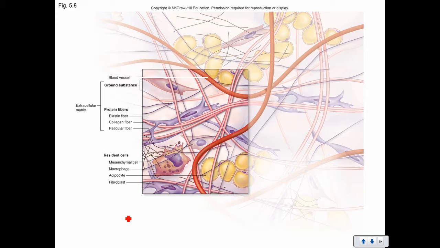So before we start looking at the connective tissues, what we need to do is, just like we looked at the epithelial tissues and looked at what was similar between all the epithelial tissues, we have to look at the commonalities between all of the connective tissues. Because if you understand what is the commonality between all the connective tissues, it helps you.